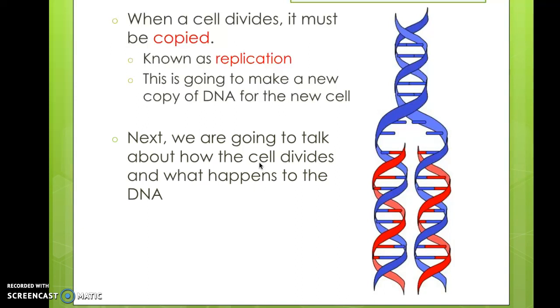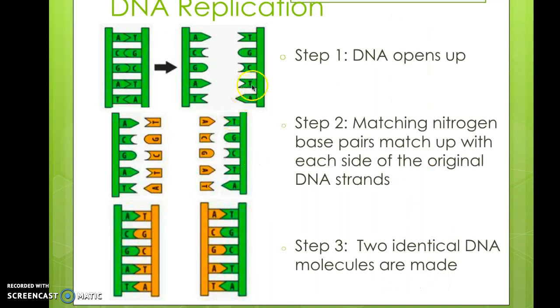So now we're going to talk about what happens to the DNA. So the first thing that's going to happen is DNA opens up. As we talked about before, the DNA is kind of like a twisted ladder where you have hydrogen bonds just kind of sticking these two guys together, so they're going to split apart. Step 2, you're going to have matching nitrogen base pairs. So the A is going to bond with another T that's floating around. The C is going to bond with a G.